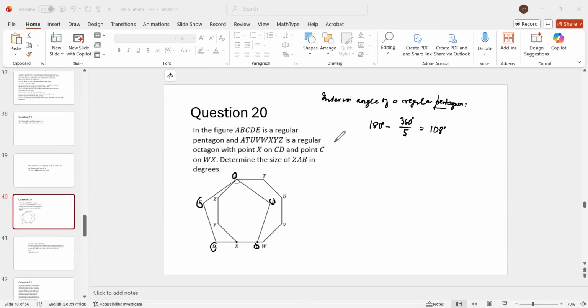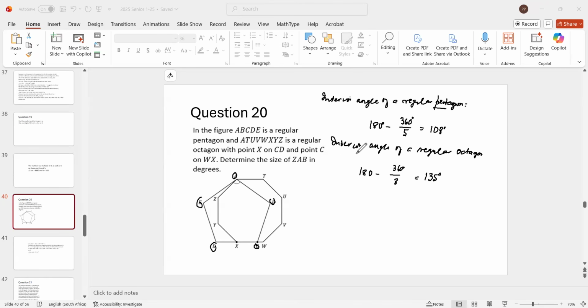And the interior angle of a regular octagon, in the same way, the exterior angles will always add up to 360 degrees, but this has now 8 sides, 8 angles. So all the exterior angles are equal. They'll be equal to 360 over 8. And the interior angle will be 180 minus that. That's 180 minus 45, which is 135 degrees.